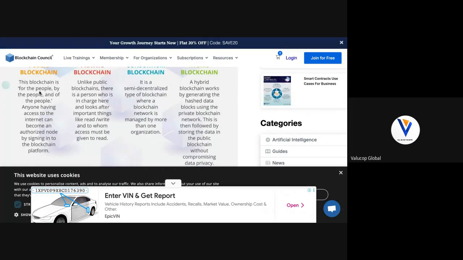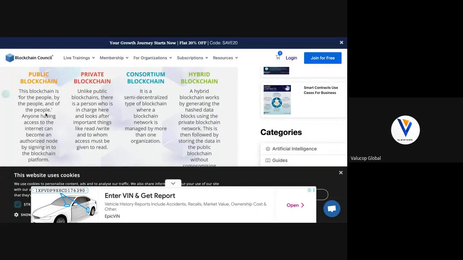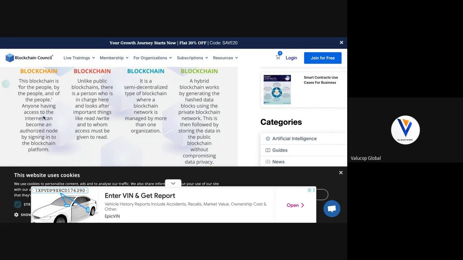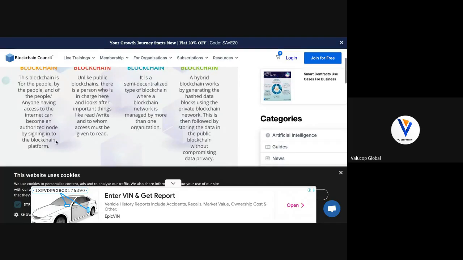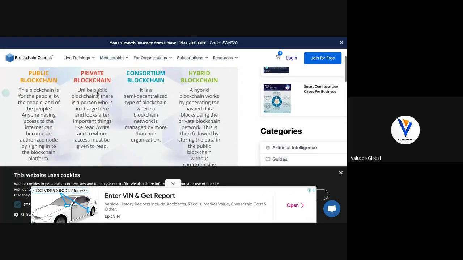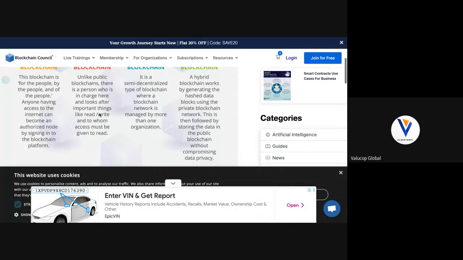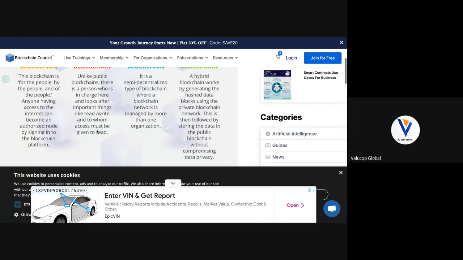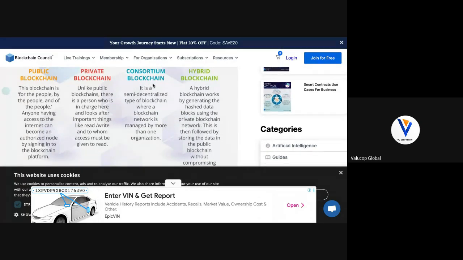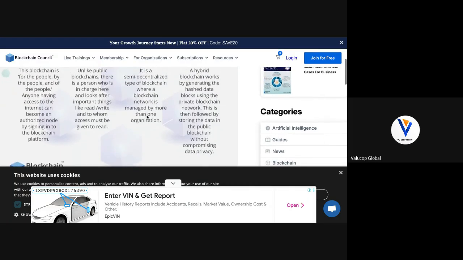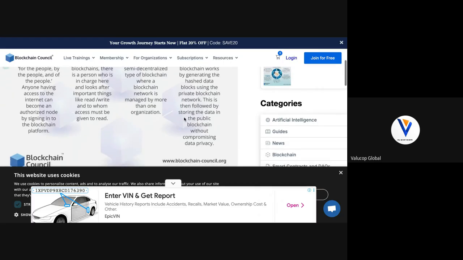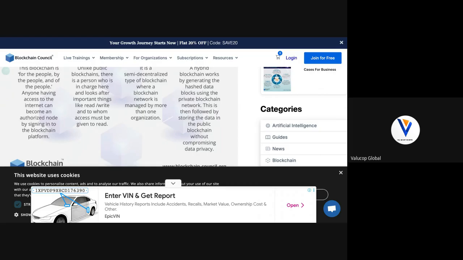A public blockchain is for the people and by the people. Sounds like democracy. So anyone who has access to the internet can become an authorized node by signing into the blockchain platform. But a private blockchain is where somebody is in charge. It's a person who looks after things, handles read and write, and decides to whom they will give access. And a consortium means it is semi-decentralized, where a blockchain network is managed by more than one organization. Then hybrid means that you can have a combination of the private and the public.